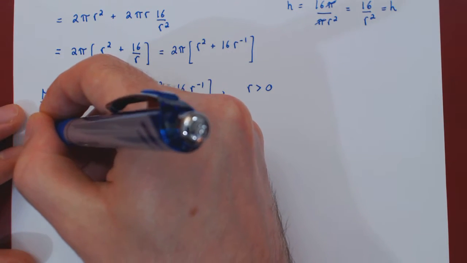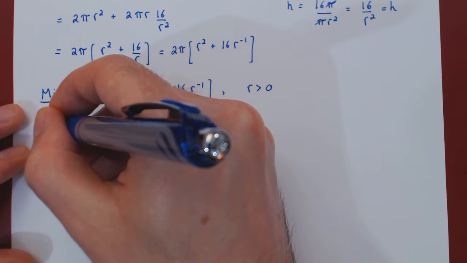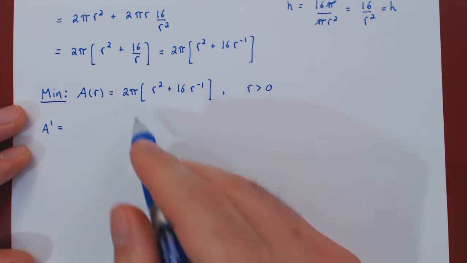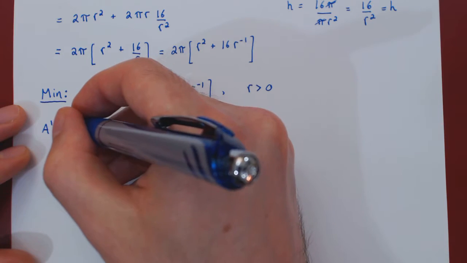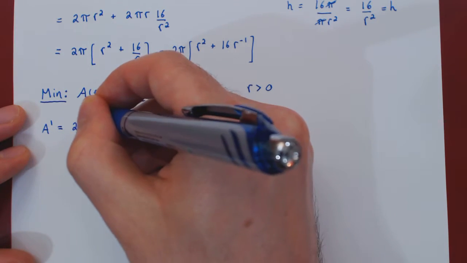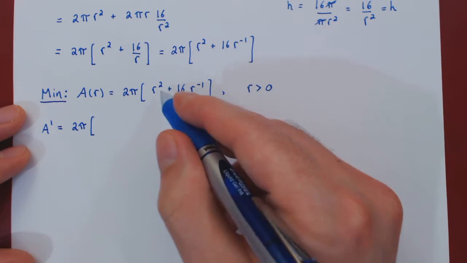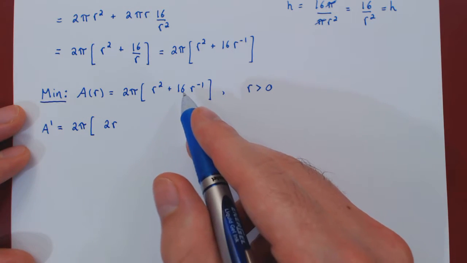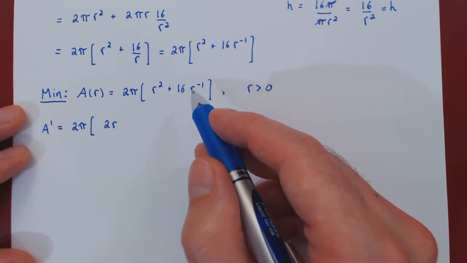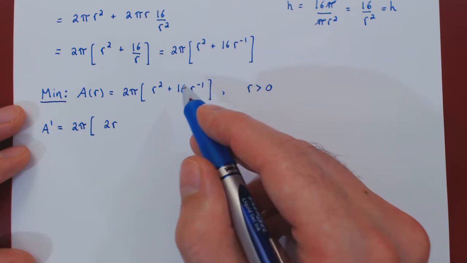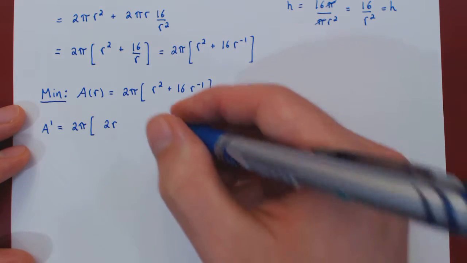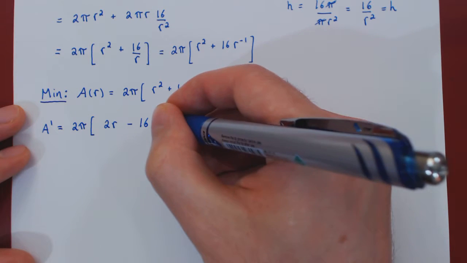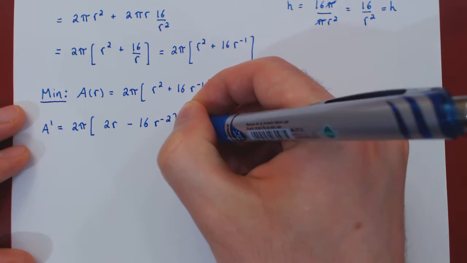So A prime is equal to 2 pi, which is a constant multiple, so it stays there. Derivative of r squared, power rule, gives 2r. 16 is a constant multiple, stays there. R to the negative 1, power rule, will get negative r to the negative 2. So we'll get negative 16 r to the negative 2. So here's our first derivative.